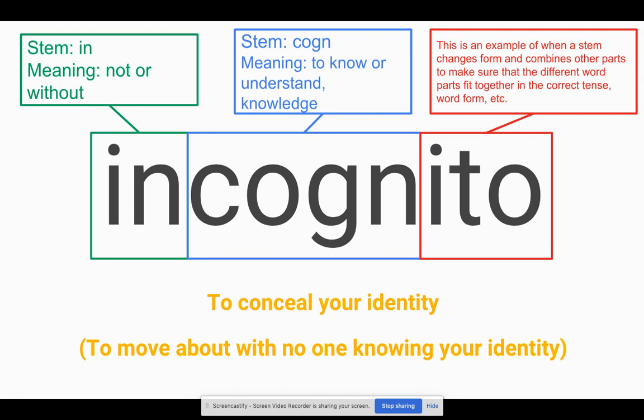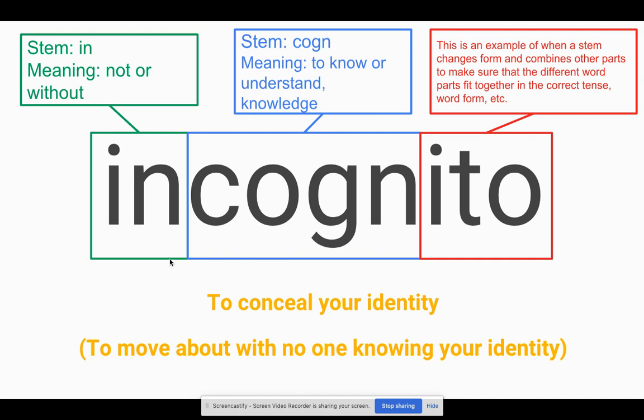This word actually has three separate parts. First, you have two stems. You have the stem in, which means not or without. You have the stem cogn, which means to know or understand or knowledge. And then you have a word form, the ito. And so they all do different things. And the bottom line is the word means to conceal your identity.